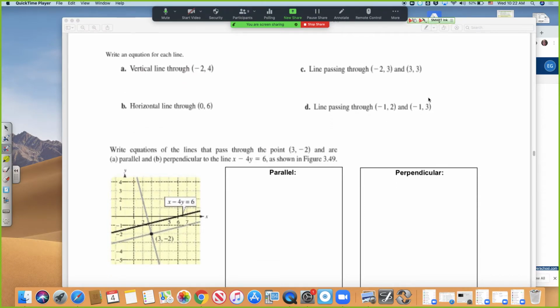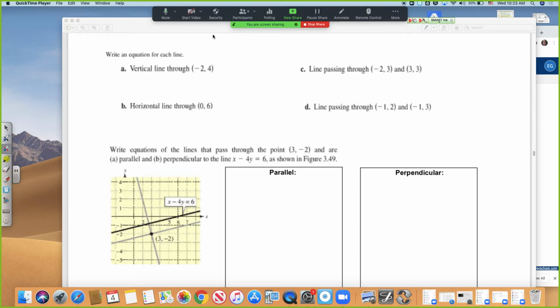All right, so if we flip the page over to the next side, we have here creating equations through these lines. I'm going to try A and C with you, and then I'm going to want you guys to do B and D. So we're writing equations for each line. We want to create an equation of a vertical line through the point -2, 4.